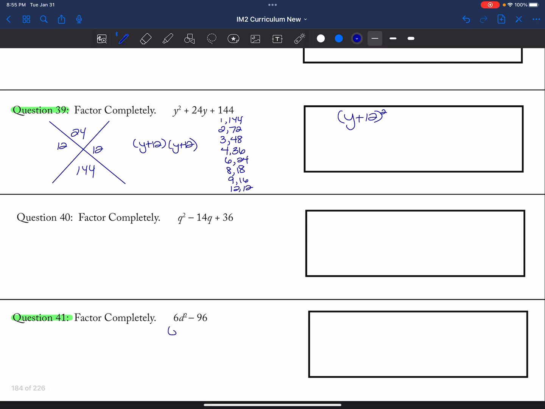Okay, so factor out a 6. I'm left with the d squared, and then 96 divided by 6 is 16. So then that is minus 16. So 6 times d minus 4, d plus 4.